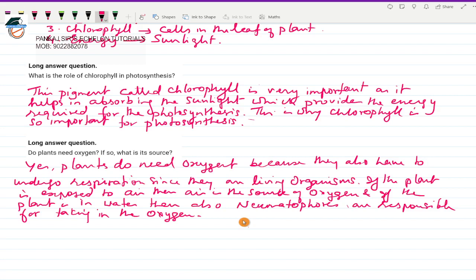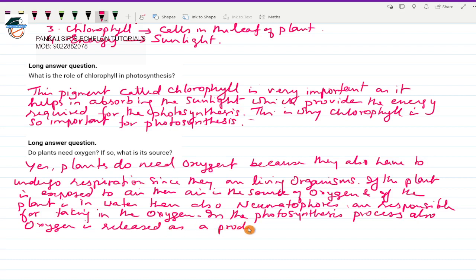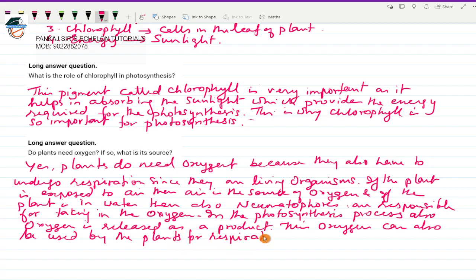Now, apart from this, there's one more thing. Apart from getting oxygen from air, there's the photosynthesis process. Okay, in the photosynthesis process also, oxygen is released as a product, isn't it? So this oxygen can also be used by the plants for respiration. Okay, fine. So that's the answer to this question.